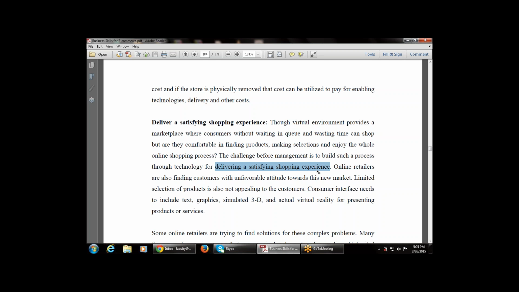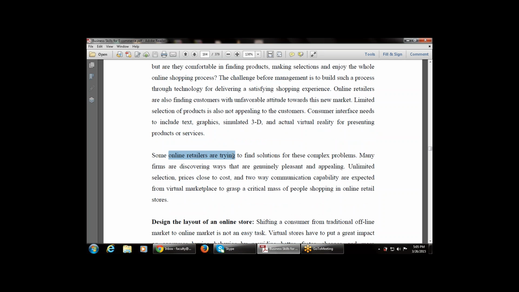Online retailers are also finding customers with an unfavorable attitude towards this new market. Limited selection of products is also not appealing to the customers. The consumer interface needs to include text, graphics, 3D and actual virtual reality for presenting goods and services.